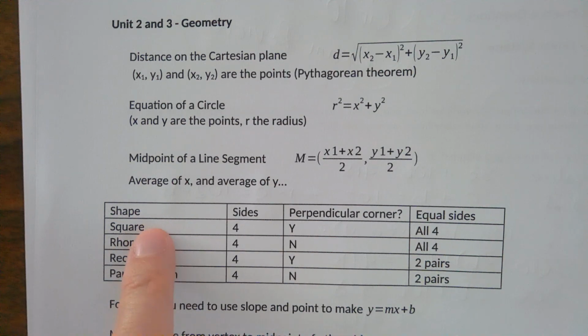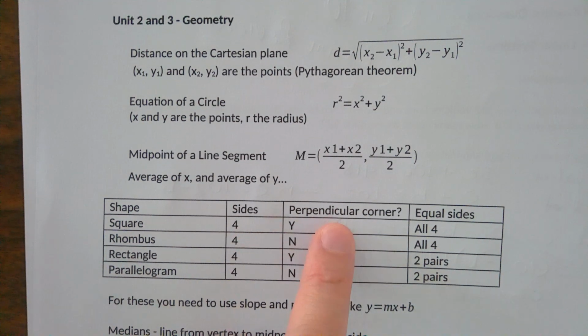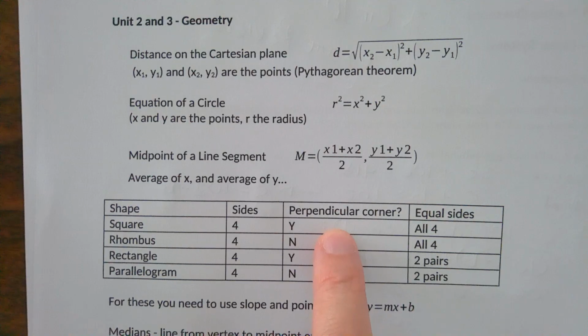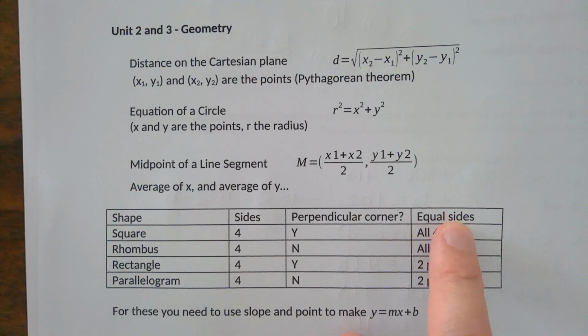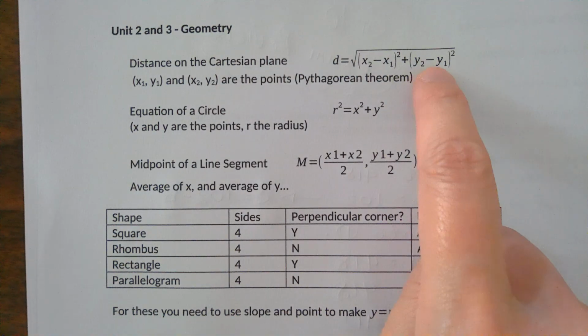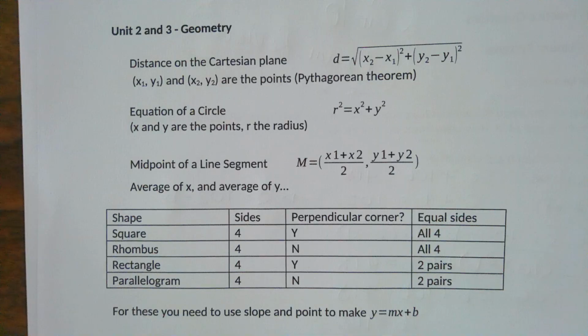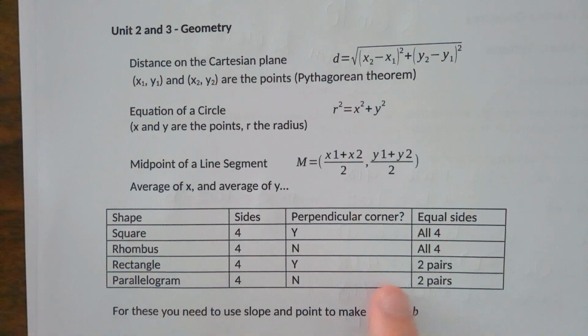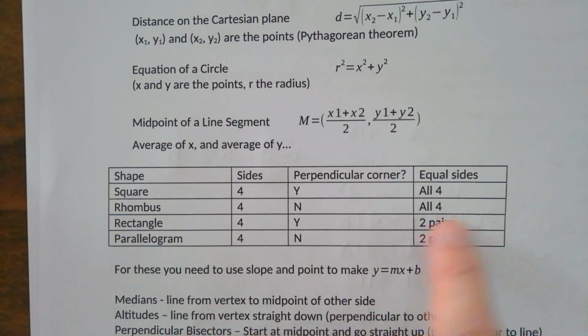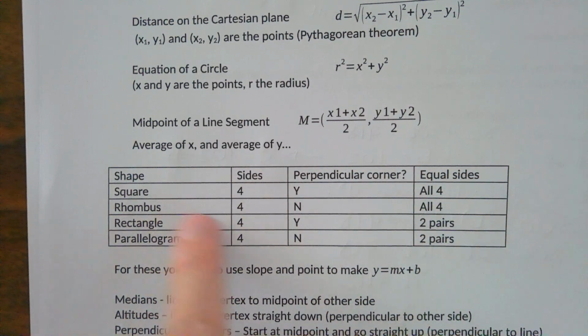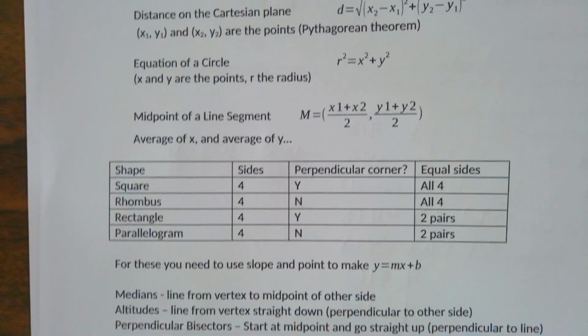For example, if it's a square, there's 4 sides. They have a perpendicular corner, which means negative reciprocal slopes, and then equal sides, which means you are talking about the distance of each side. So you do need to know this to be able to distinguish what type of shape we're talking about.